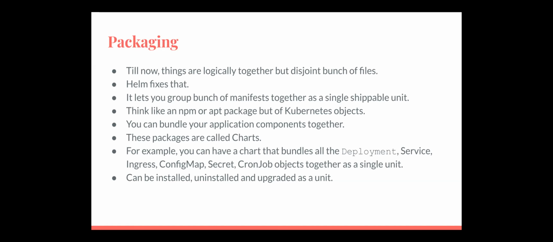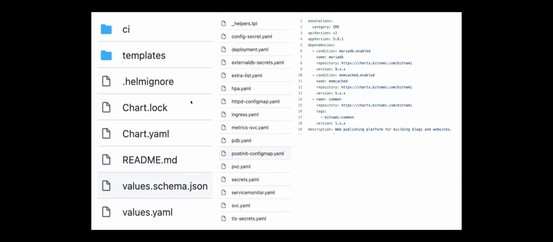Again, I'm repeating myself here: you can have an application chart which brings all the components, the deployments, the service, the cron job, etc. And it can be installed, uninstalled, and upgraded. I'll just show a little example here. Again, Helm is a big topic, so you can refer to that.